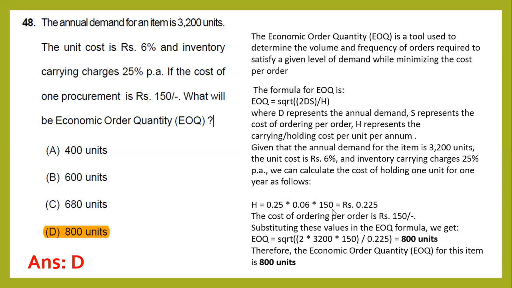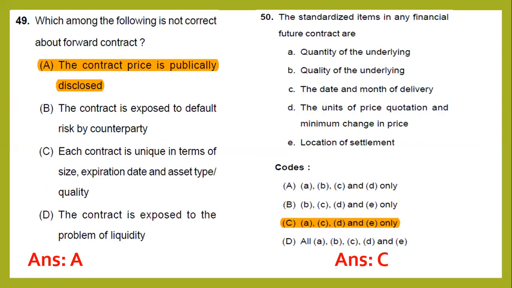So this is the cost for one procurement, so therefore into 150 you have to multiply. You will be getting answer of 0.225. The cost of ordering per order is rupees 150. So while putting all these things into the above EOQ formula, you will be getting 800 units. So therefore the correct answer for 48th question is 800 units.